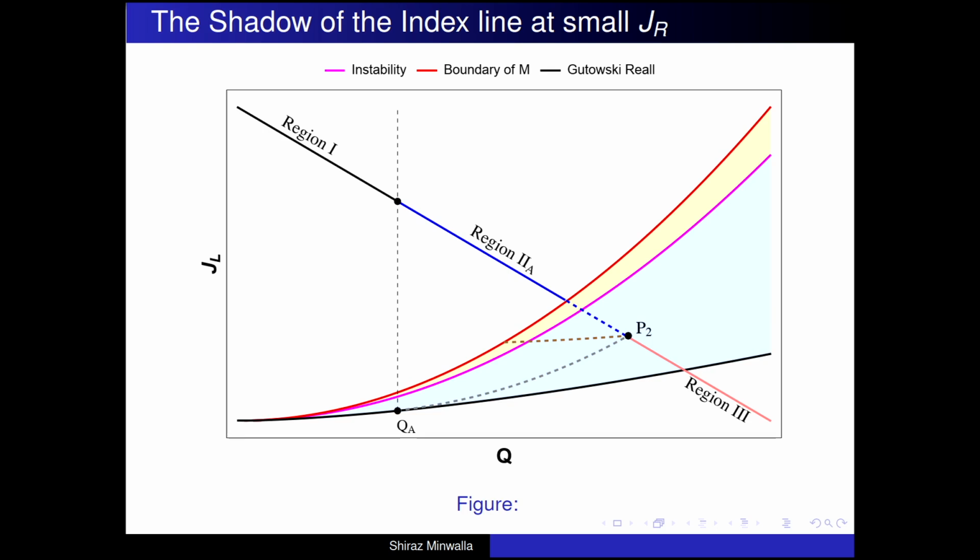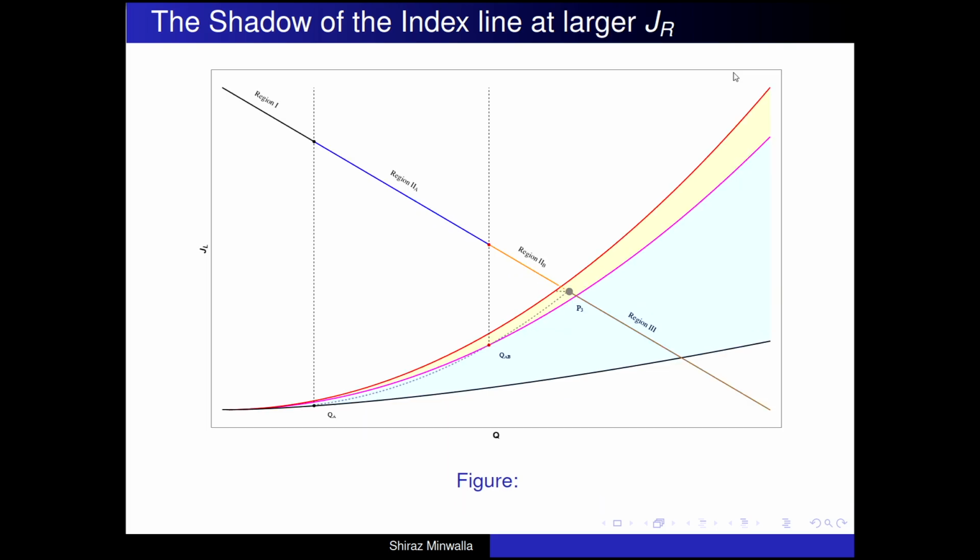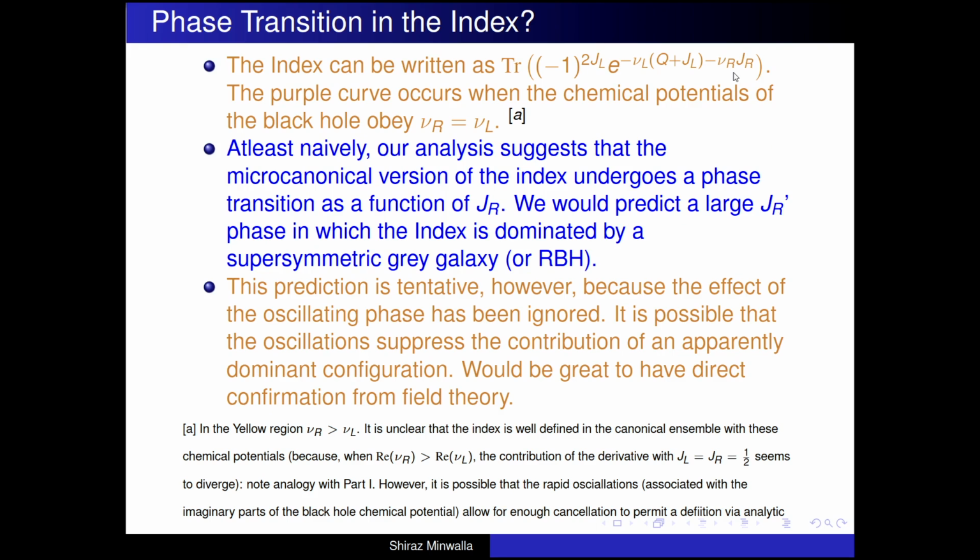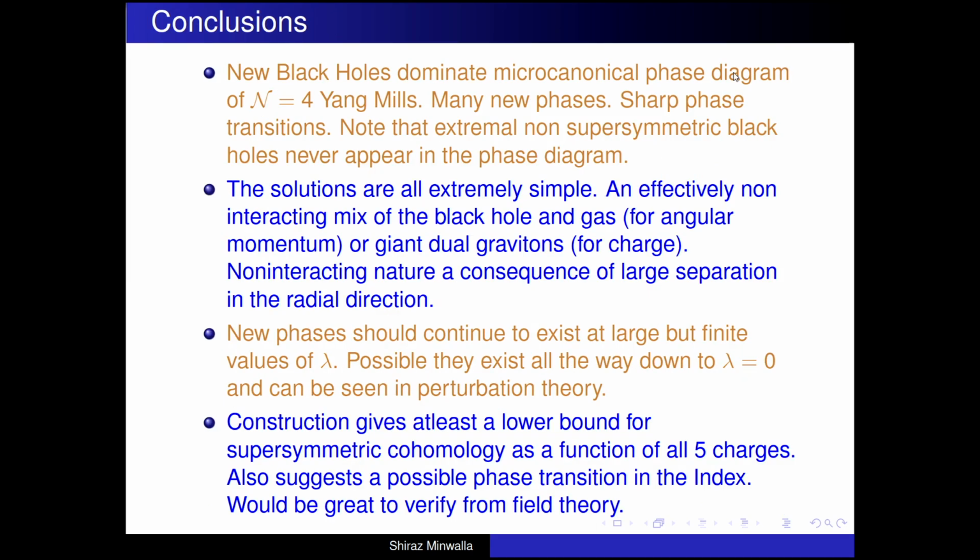Now, the index is a sum of contributions with alternating signs. Very hard to keep track of the alternating signs. If you ignore the alternating signs, and just choose the local maximum, you find that when JR is not too large, the maximum contribution is extremized on the black hole sheet, but when JR is larger, it's not. So this analysis suggests a phase transition in the index at larger values of JR. We don't have a direct confirmation of this. That's it. I'm done.